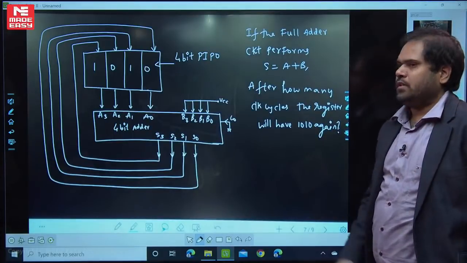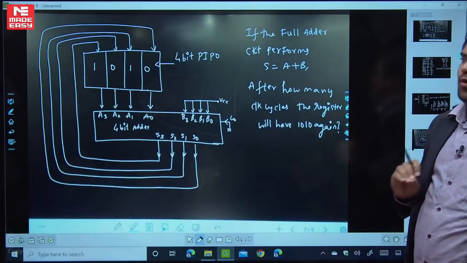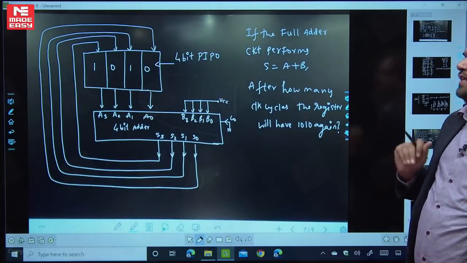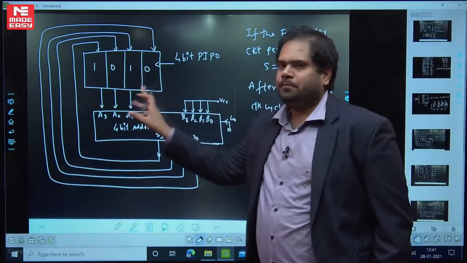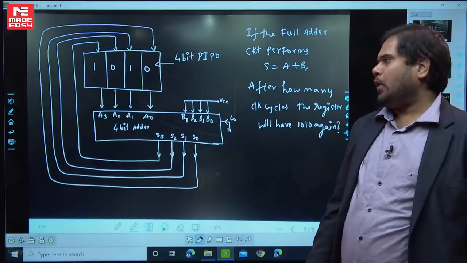Please go through this question. This question is a very simple question if you understand the logic. Please read the question once. What is he telling? He is giving a 4-bit PIPO. What is PIPO? Parallel input, parallel output.